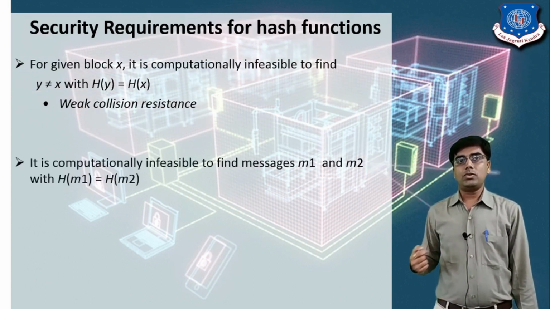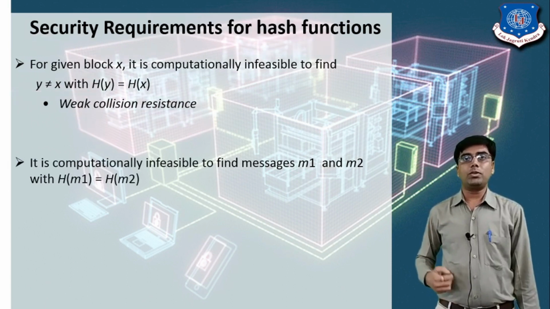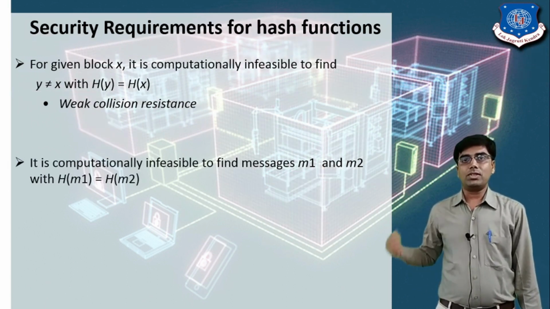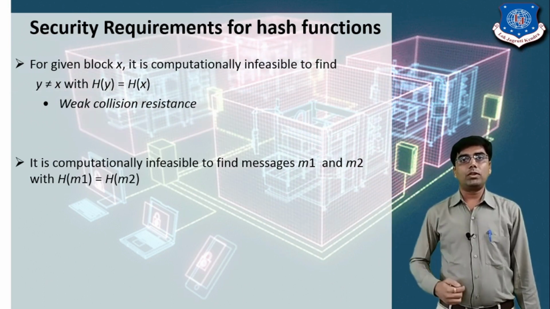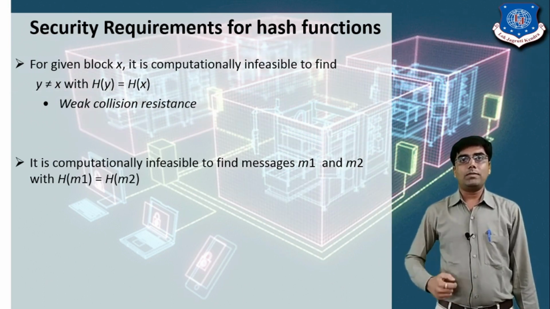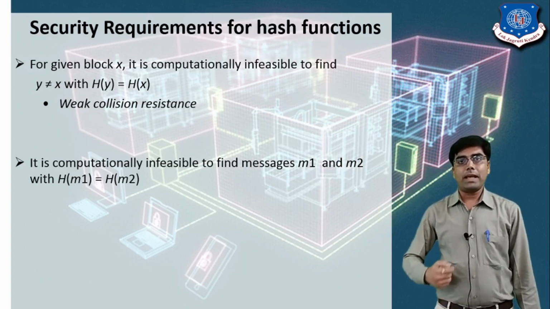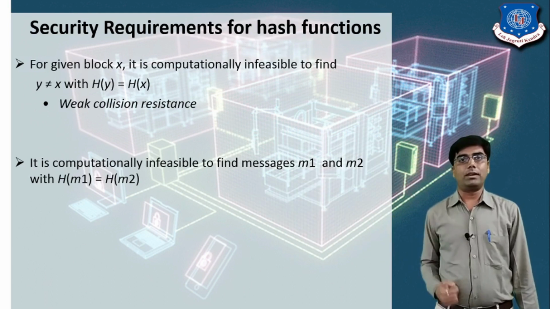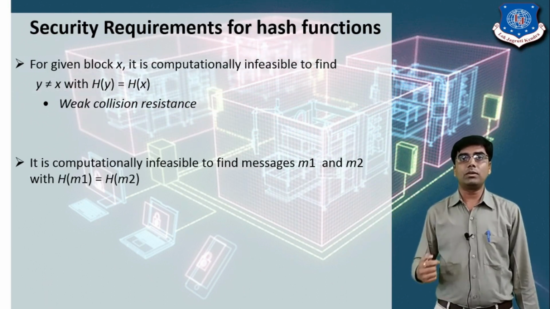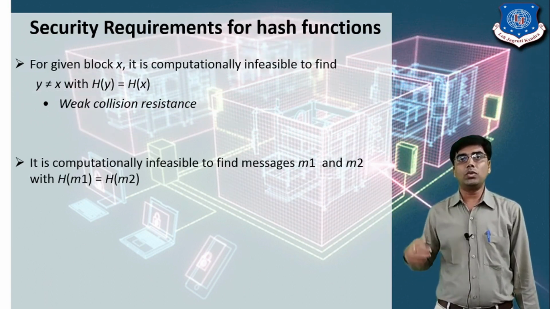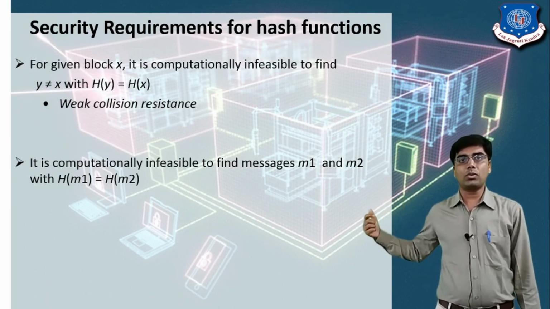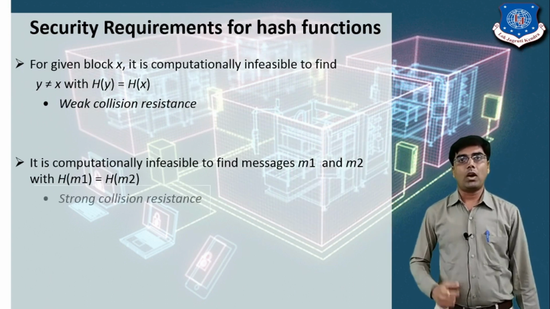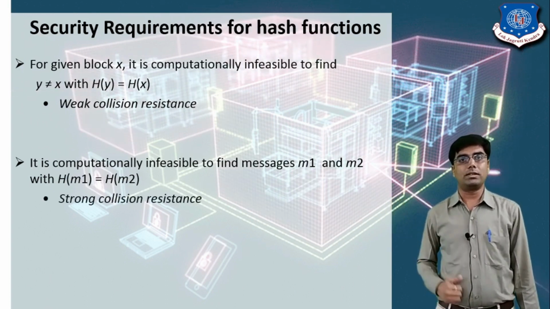Then the last is, it is computationally infeasible to find messages m1 and m2 such that H of m1 equal to H of m2. For two different messages, the message digest code must be different. The message digest is also called the hash code. It means for two different messages, their hash code or hash value or message digest must be different. This is also called the strong collision resistance.